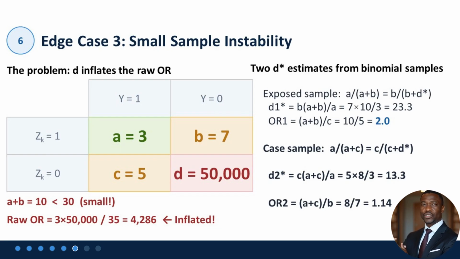Then from the case sample, we solve similarly. D2 star equals C times the quantity A plus C divided by A, giving 13.3. This yields OR2 equal to A plus C over B, which is 1.14.